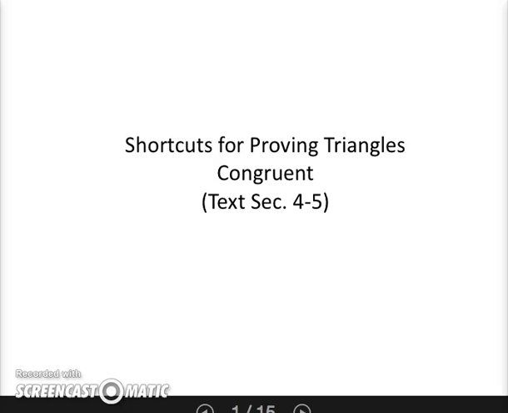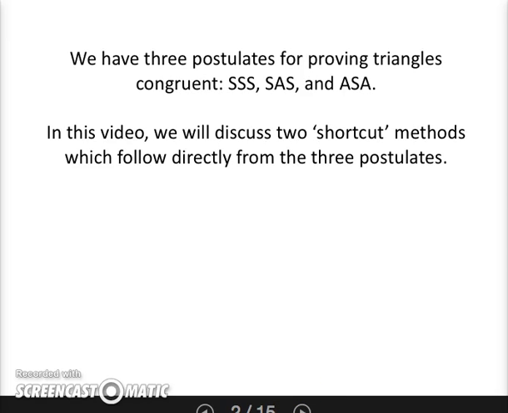This video is about some other shortcuts or methods for proving triangles congruent. It's found in your text in section 4-5. So far, we have three postulates for proving triangles congruent: SSS, SAS, and ASA. In this video, we will discuss two shortcut methods which follow directly from these three postulates.